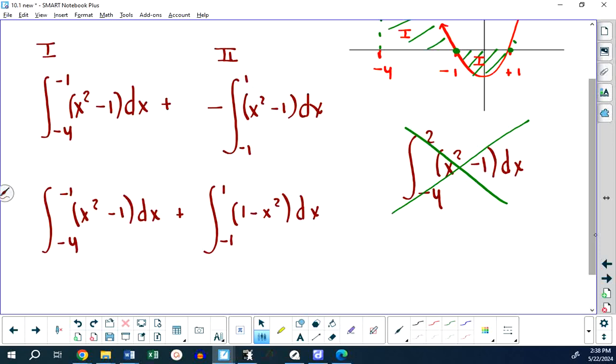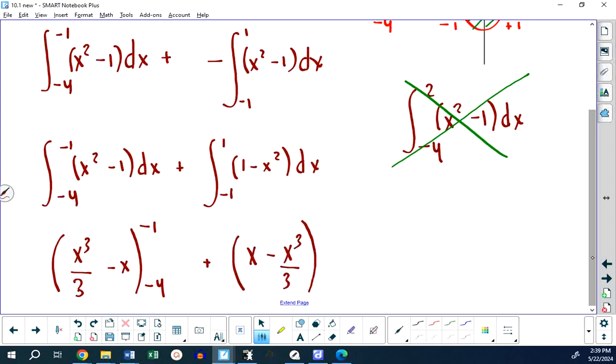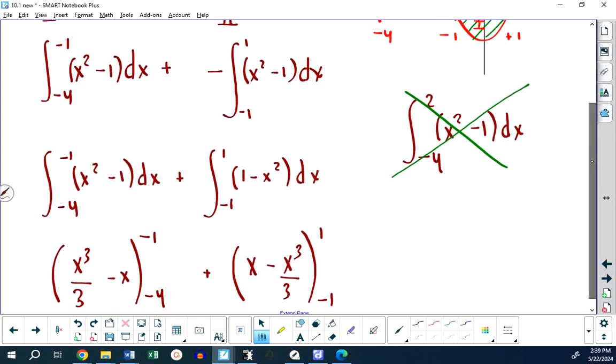Okay? So, what are we going to have? We're going to have x cubed over 3 minus x evaluated from negative 4 to negative 1. And I didn't put that vertical line in, and sometimes I don't. And we're going to have x minus x cubed over 3 evaluated from negative 1 to 1. And by the way, for this middle area here, you could have just gone from 0 to 1 and doubled that.